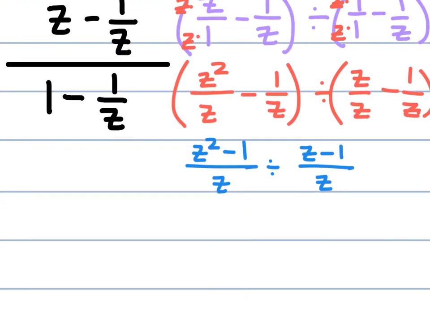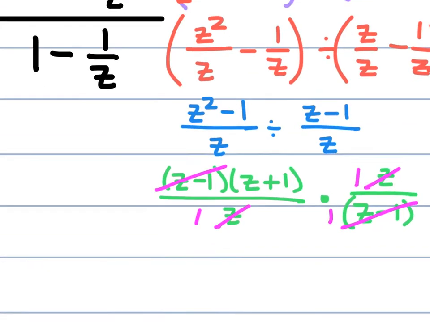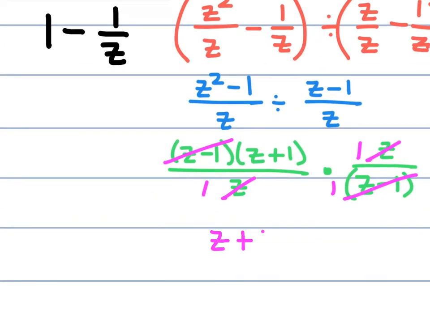When we do this, we have to realize that we have to factor that z squared minus 1. So this is going to become z minus 1 times z plus 1 all over z times z over z minus 1. So from here, we can cancel out those z minus 1s. We can cancel out those z's. We're just going to have z plus 1 as our answer.